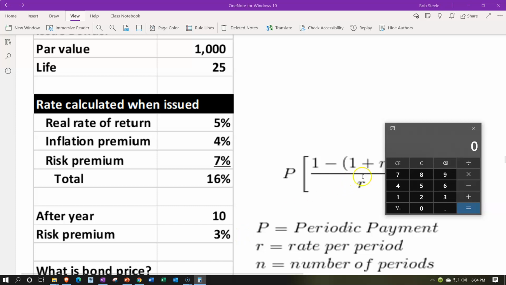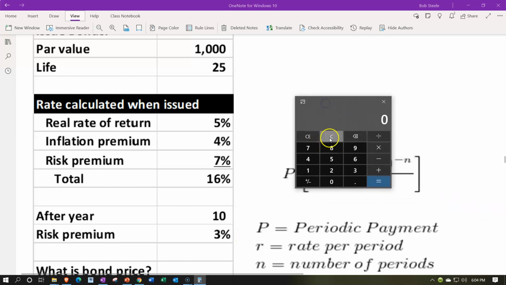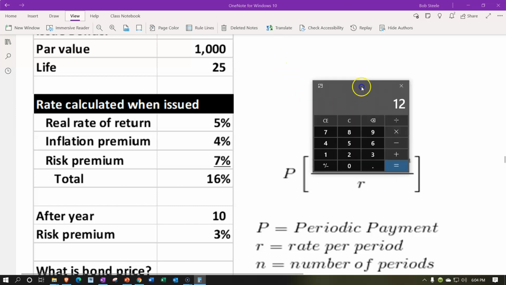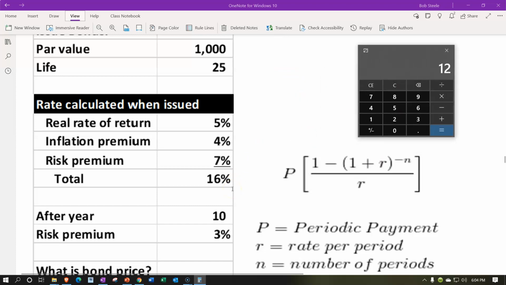So in any case, this risk premium is now 3%. So if we recalculate this, we got 5% plus 4%. Hold on a second. 5 plus 4 plus now 3 instead of the 7. We're now looking at 21%. That's not right. Hold on. 5 plus 4 plus 3 is 12%. So now we're looking at 12%. So it has gone down. So this 16% is still going to be the rate that was on the bond, even though time has passed. But the market is now looking at a 12% rate.